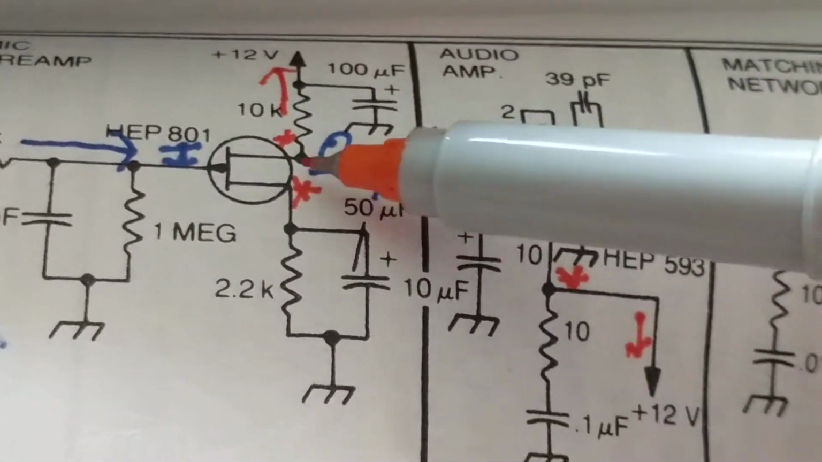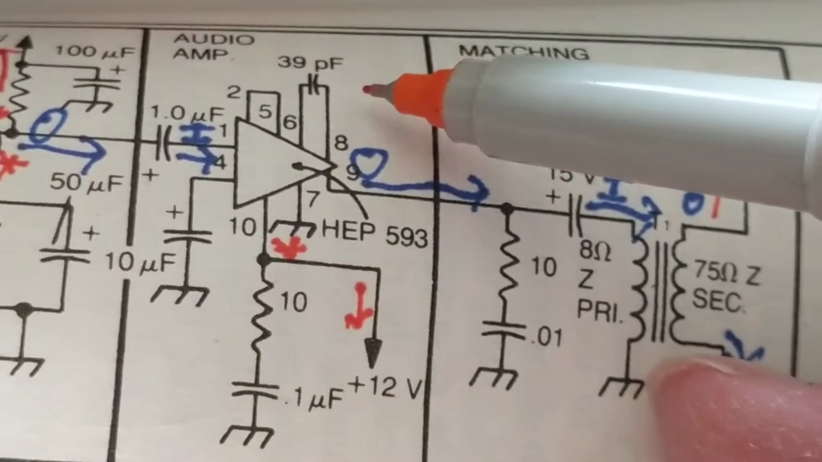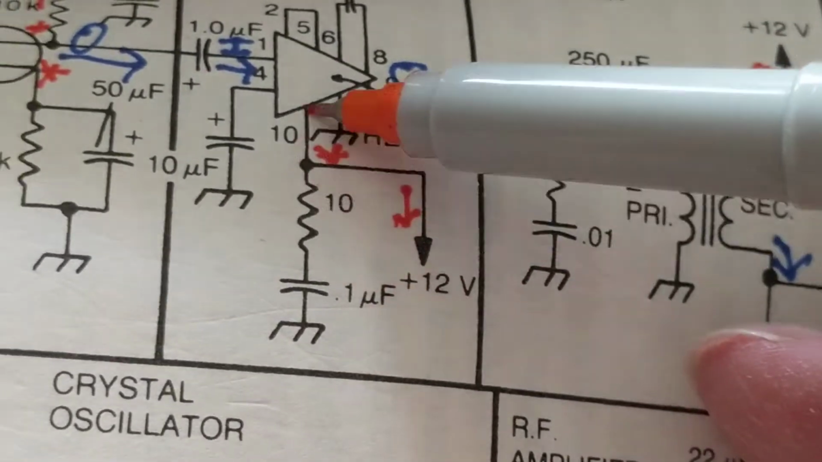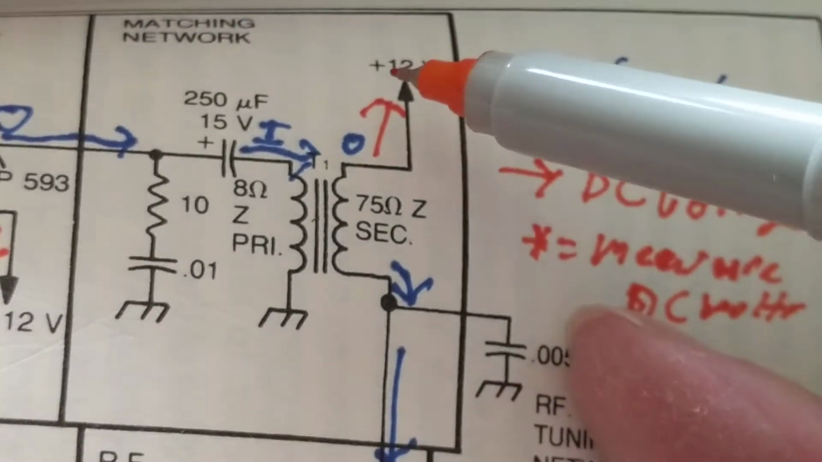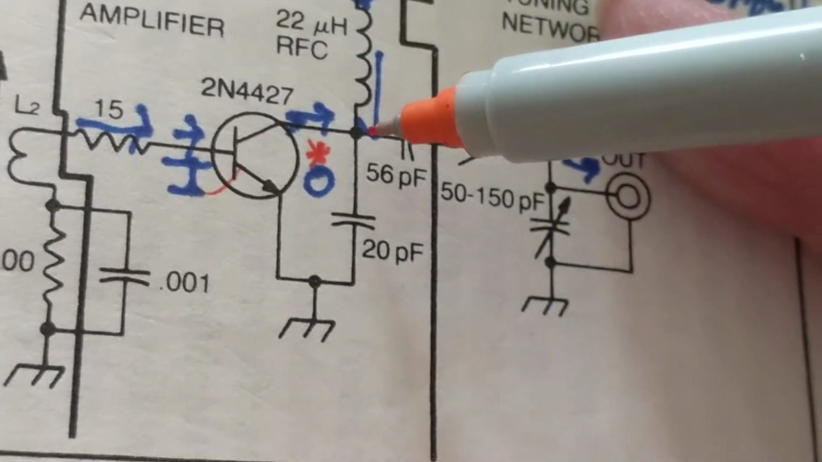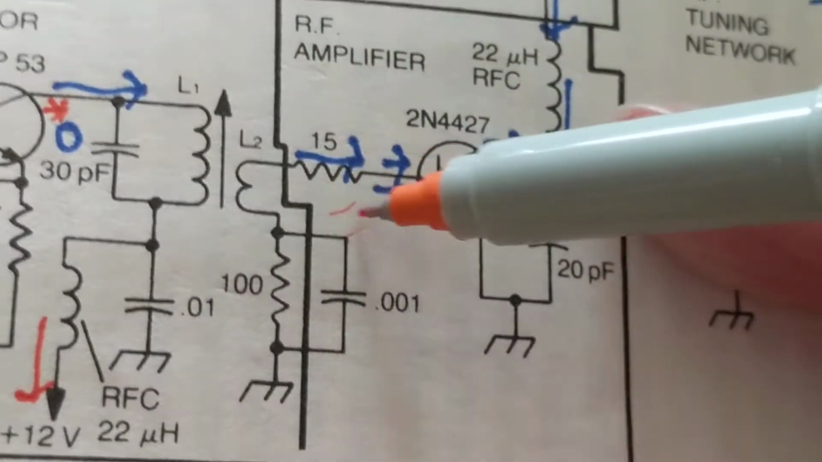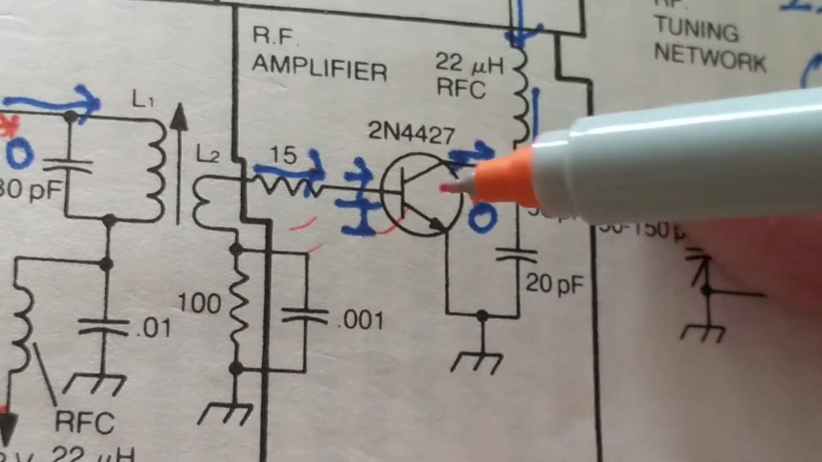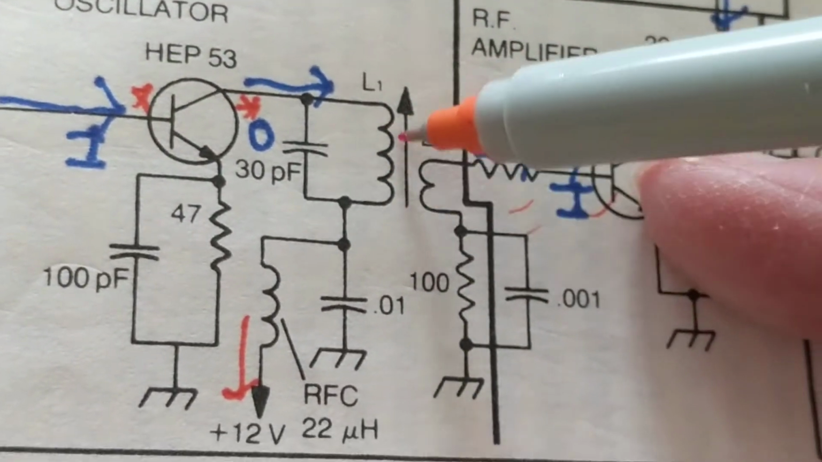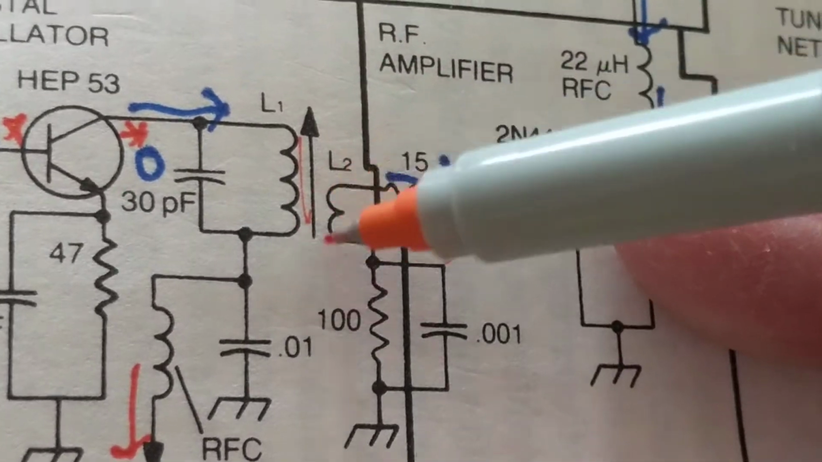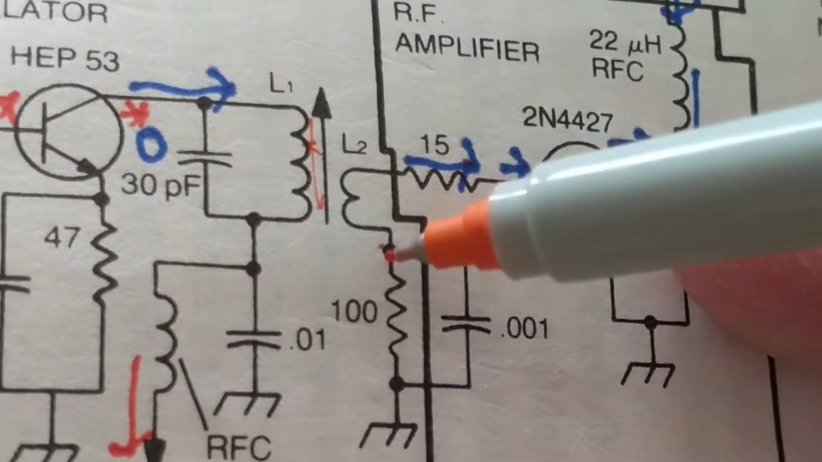12 volts comes in, feeds this. 12 volts comes in, feeds this. 12 volts comes in, feeds this, and goes to this collector. Notice there's no DC over here feeding this. Only the AC signal is feeding this. This, the arrow, means we can adjust this coil. These are two coils.